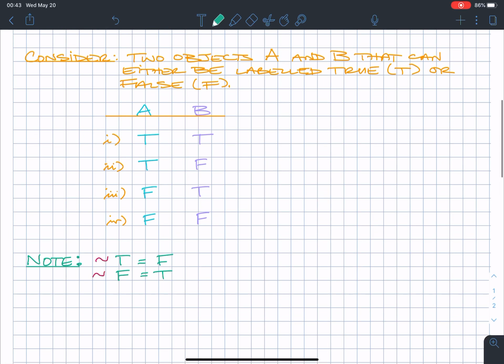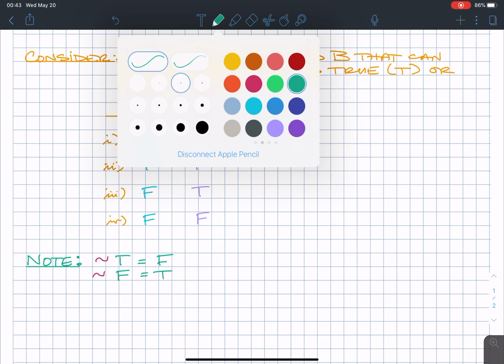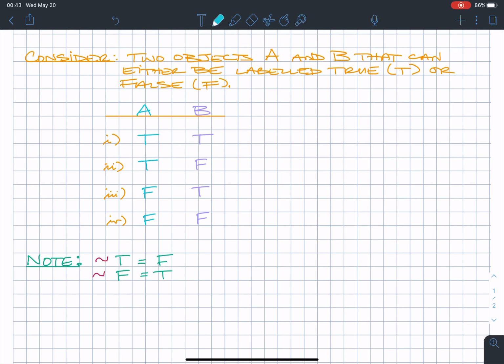Okay, so I want you to notice something, the grouping here. I have two trues. Let's see if I can make this a bit better. Okay, let me just delete that. So notice I have two trues and two falses here. And this one, the B, alternates true, false, true, false.